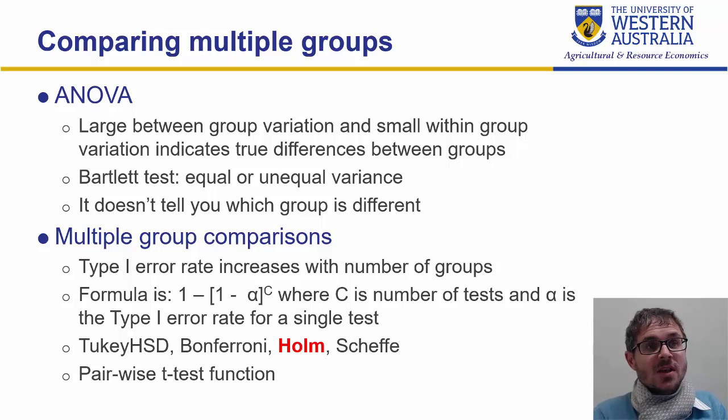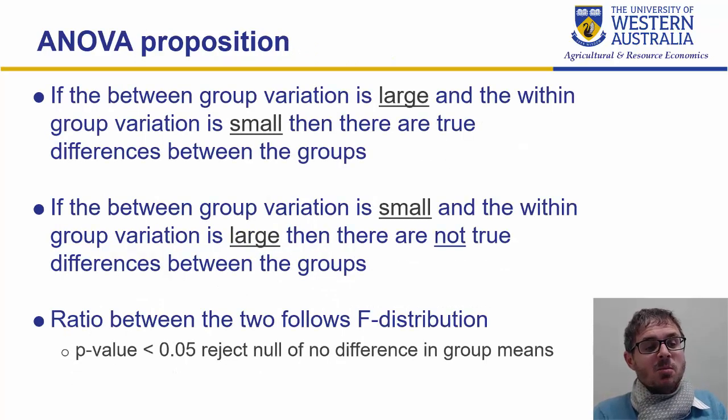Okay, so the ANOVA proposition again. What is the ANOVA proposition? Between group variation large, within group variation small, a sign that there are true differences. So that means that we would want to reject the null of no differences. Opposite, between group variation small, within group variation large, that would be a sign that there are not large differences or true differences in the group means, and we would want to not reject the null.